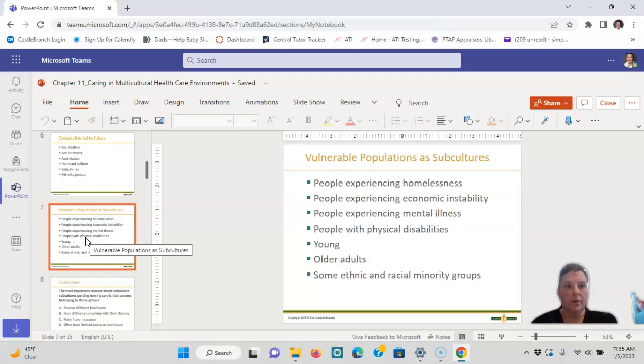So, some vulnerable populations as subcultures. When we talk about vulnerable populations, we're usually talking about the homeless, people experiencing economic instability, mental illness, physical disabilities, the young, the older adults, and some ethnic and racial minority groups as well. So that's who we're considering in healthcare.